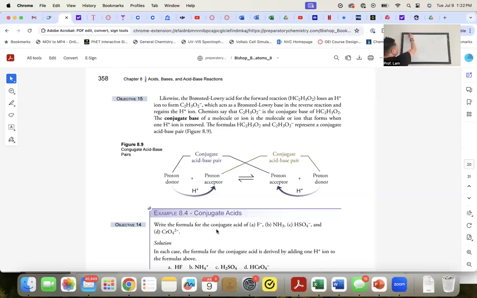So it wants the conjugate acid of F minus, NH3, HSO4 minus, and CrO4 minus. Okay.